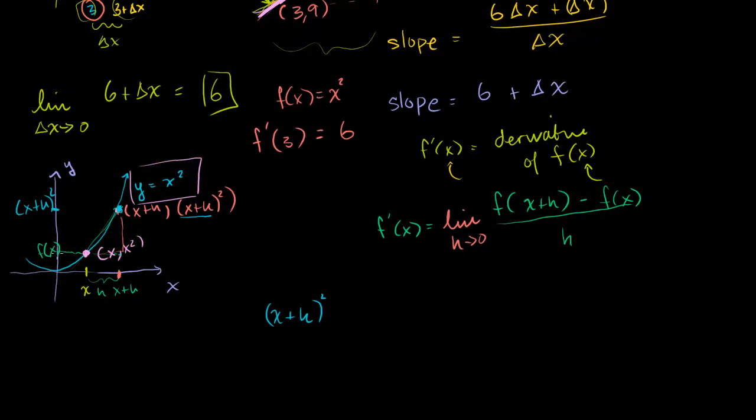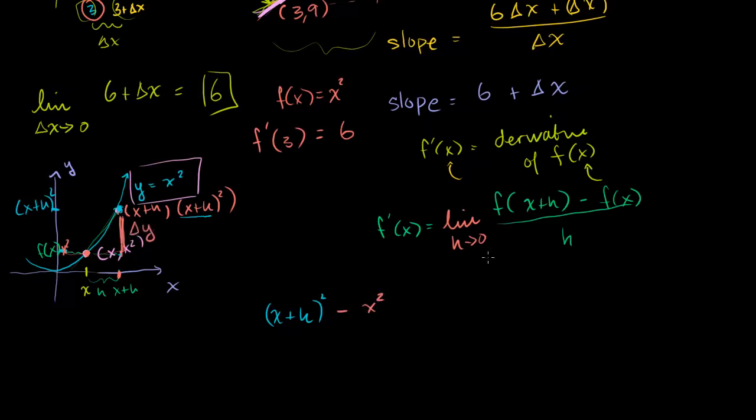And then what's this value? F of x right here is equal to, I know it's getting messy, x squared. If you take your x and evaluate the function at that point, you're going to get x squared. So it's equal to minus x squared. This is your change in y. That's this distance right there, change in y.